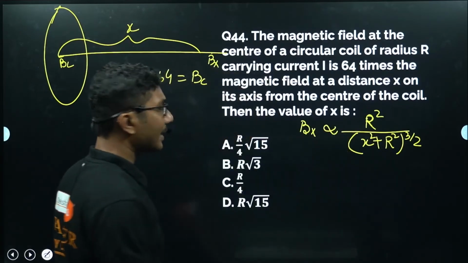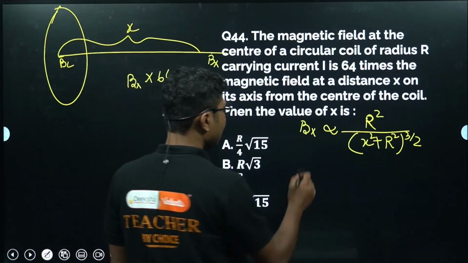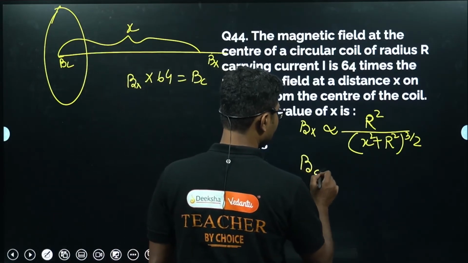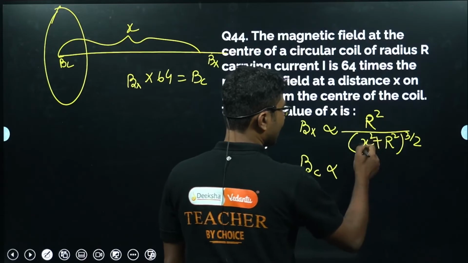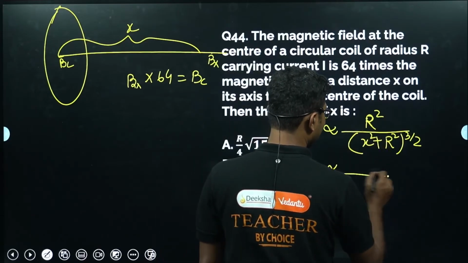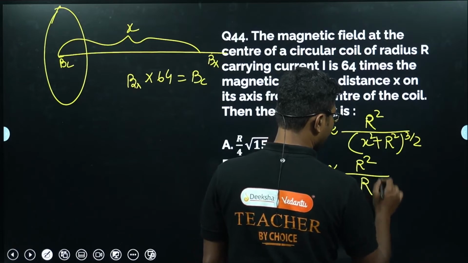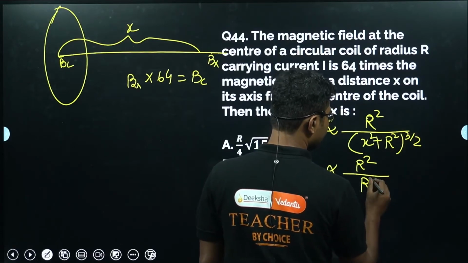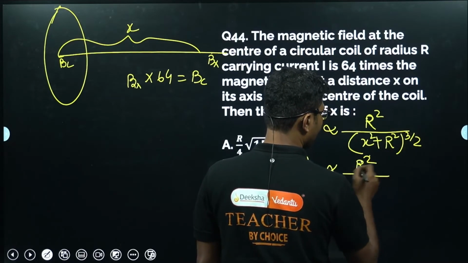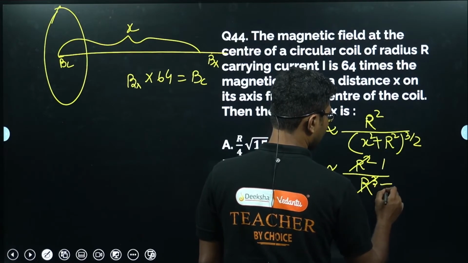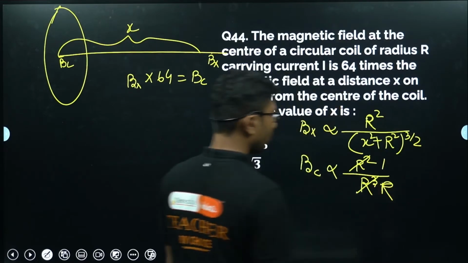Now, what will happen at the center? Obviously, at the center x is 0. So, because x is 0, it will cancel, and r square to the power 3 by 2 becomes r cube. So, it will be proportional to 1 by r.